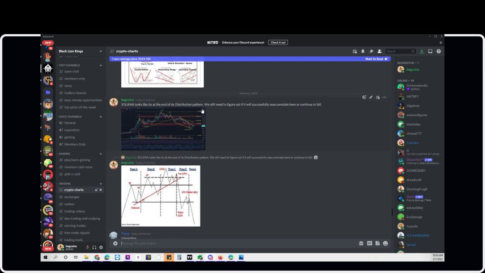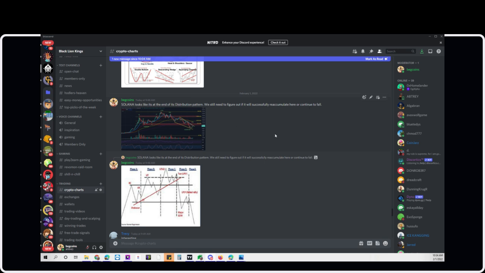As I said, Solana looks like it's at the end of a distribution pattern, which most of these coins are. Being at the end of a distribution pattern for Bitcoin means it looks like we at least have one more leg up. So that's a positive, coming out of what would seem like a negative. But Solana has shown a lot of failure, a lot of weakness. And as I'm going to show here, we still need to figure out if it will successfully reaccumulate here, or if we'll continue to fall.